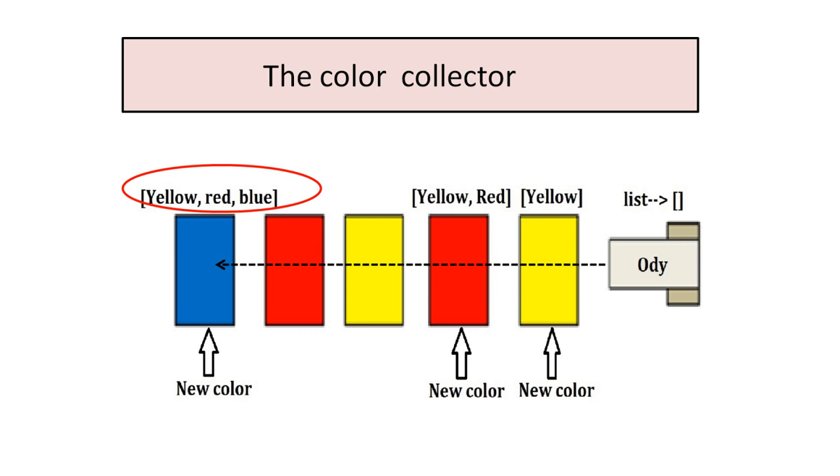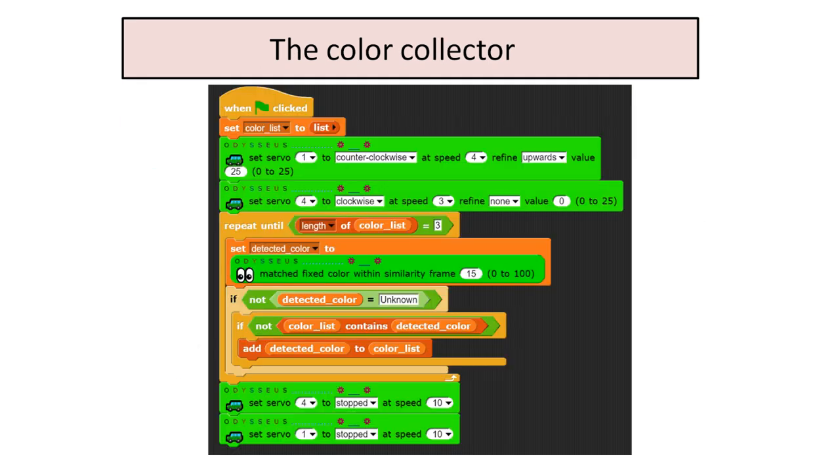In this example, the activated colors are yellow, red, and blue, and Odie will stop when it detects the blue color. This is the code for the color collector scenario. Initially, the previously created variable, named color list, is set to be a list. Then we set the wheels for moving forward. Observe that the 2 wheels do not have the same speed. This is because we have set the speed of each wheel in such a way so that Odie moves straight forward. We have discussed this issue in Lesson 1.